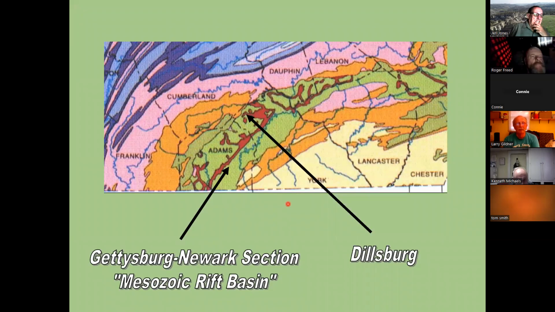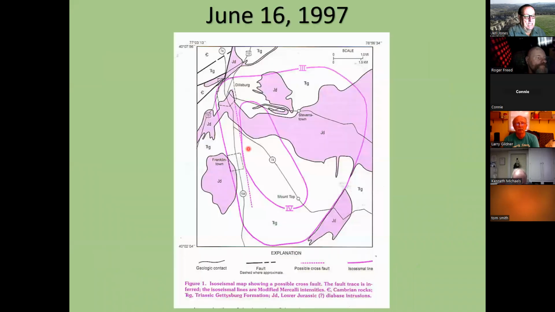Now, this is what I was just talking about, the Mesozoic basin. We know it as the Gettysburg-Newark section. And the green area is that rift valley that was trying to pull apart. It has gotten weakened by the stress of trying to pull apart that way. And this is where we're going to talk about Dillsburg, the earthquake swarm. It's the only location that had an earthquake swarm in PA.